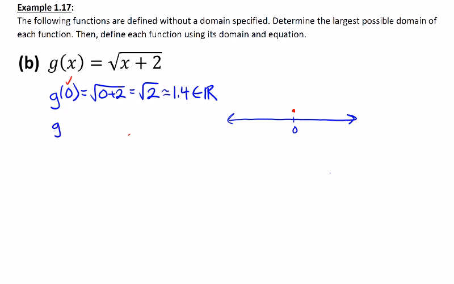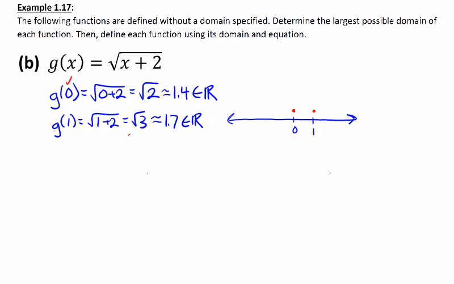Say we try 1. That'll be the square root of 1 plus 2, which is the square root of 3, and that is approximately 1.7, which means that it is also a real number. So that means 1 is also going to be okay. But if I start going into the negatives, I might find that there's a bit of a problem.